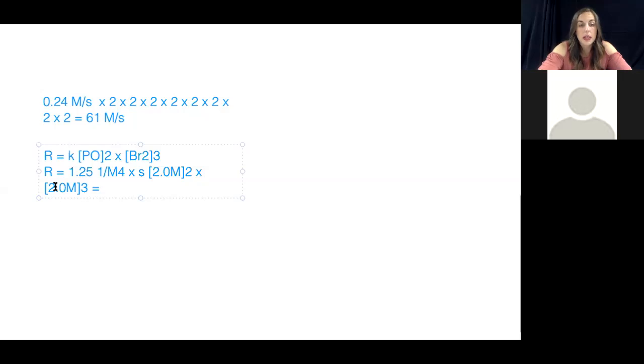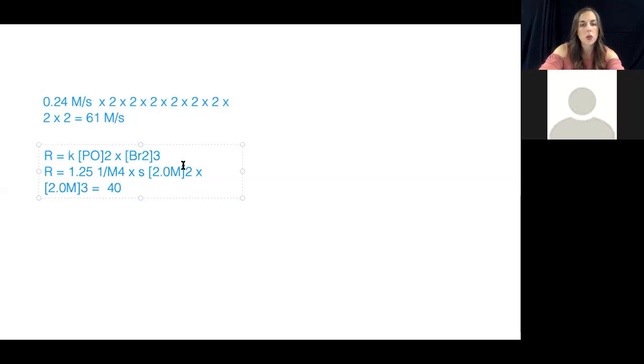So you have 1.25 times, this is just the unit, times 2 squared times 2 cubed. Okay, just to simplify it. I know there's a lot of units and stuff going on in there, so it's kind of confusing. So your answer will end up being, let's see, 40, I believe. Let me double check. 1.25 times 2 squared times 2 to the 3rd. Yep, 40. So you get 40, and this is your reaction rate.